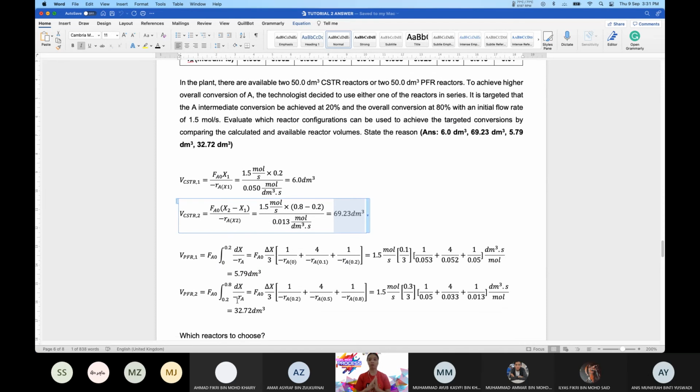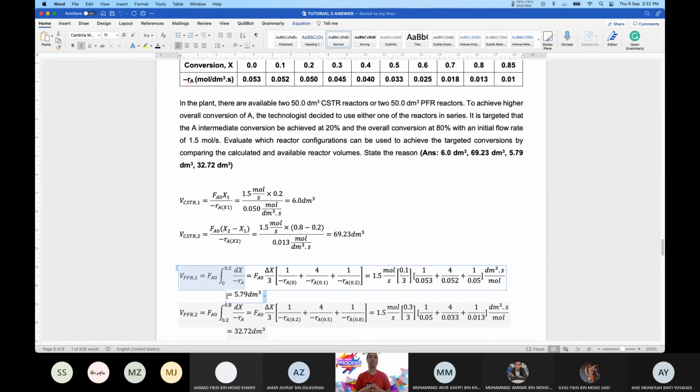Okay, so let us check the PFR. For the first PFR, it converts from 0 to 0.2. I will not explain the Simpson's one-third rule part again, you already know it. Three points: 0, final point 0.2, and the middle point must be 0.1, since it converts from 0 to 0.2. So delta X is 0 to 0.1, the difference is 0.1, or looking backwards 0.1 to 0.2, the difference is still 0.1. Then you check from the table, make sure you check correctly, and then you calculate, and you will get the volume 5.79 dm3.